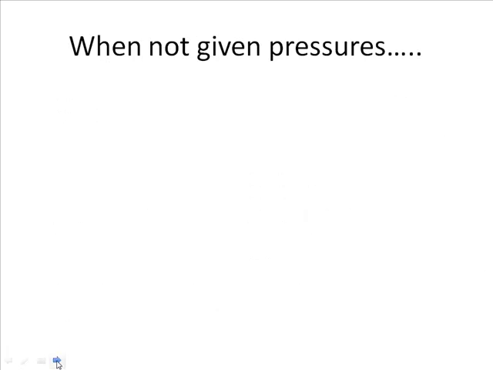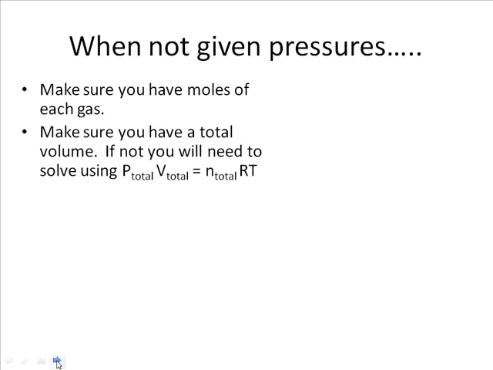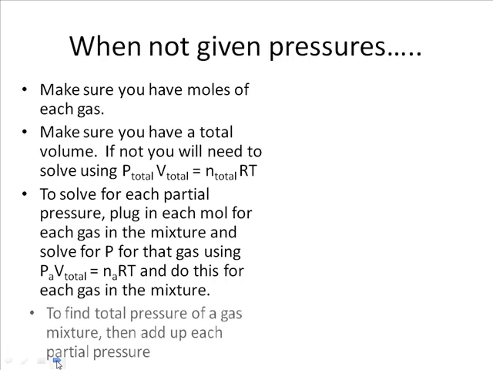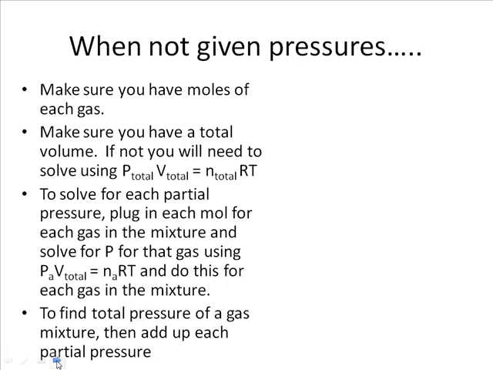How about what happens when we're not given pressure? Well, the first thing you need to do is make sure you have moles of each gas. The second thing you need to make sure of is that you have a total volume. If you do not have a total volume, you solve for it using PV equals nRT. To solve for each partial pressure, plug in each mole for each gas in the mixture and solve for P for that gas using PV equals nRT, and do this for each gas in the mixture. To find the total pressure, you then simply add up all the partial pressures.